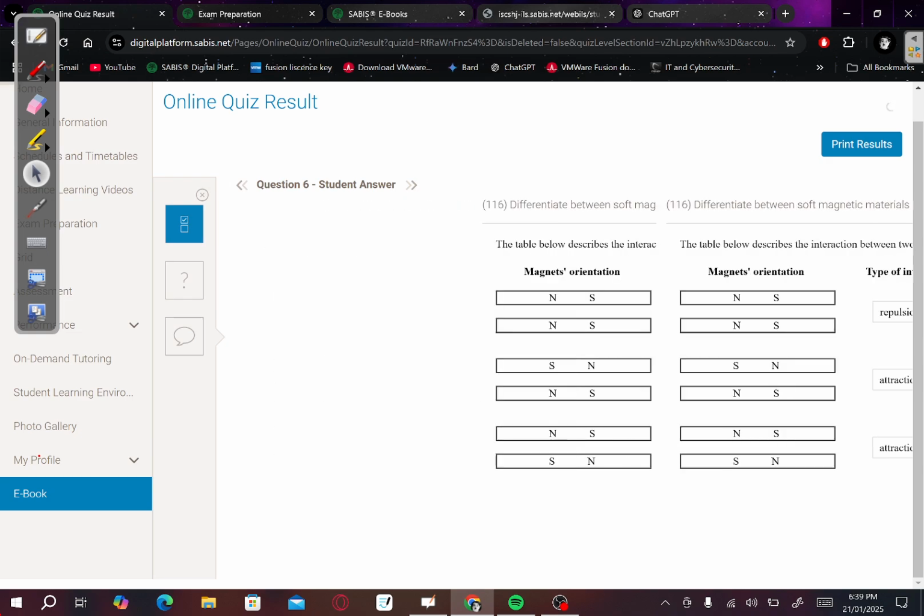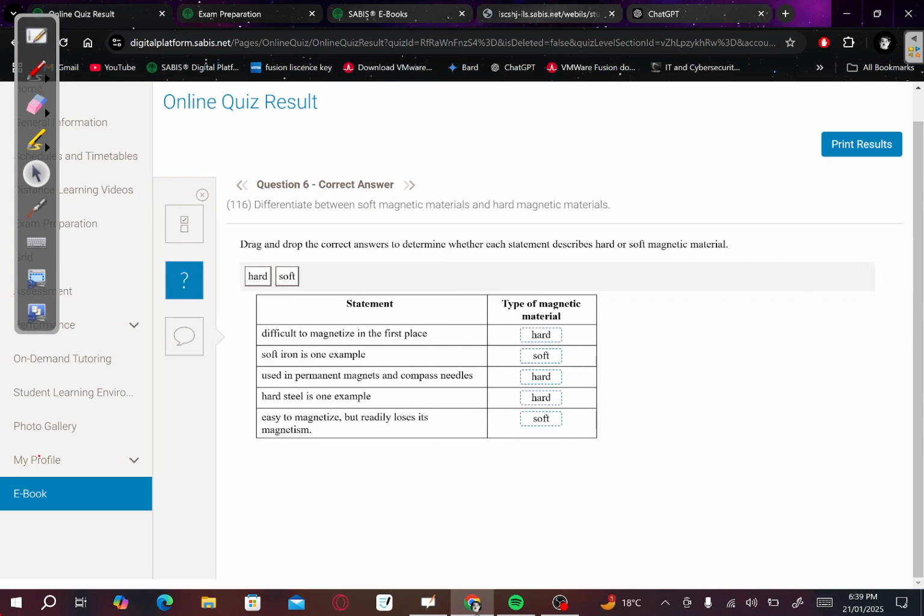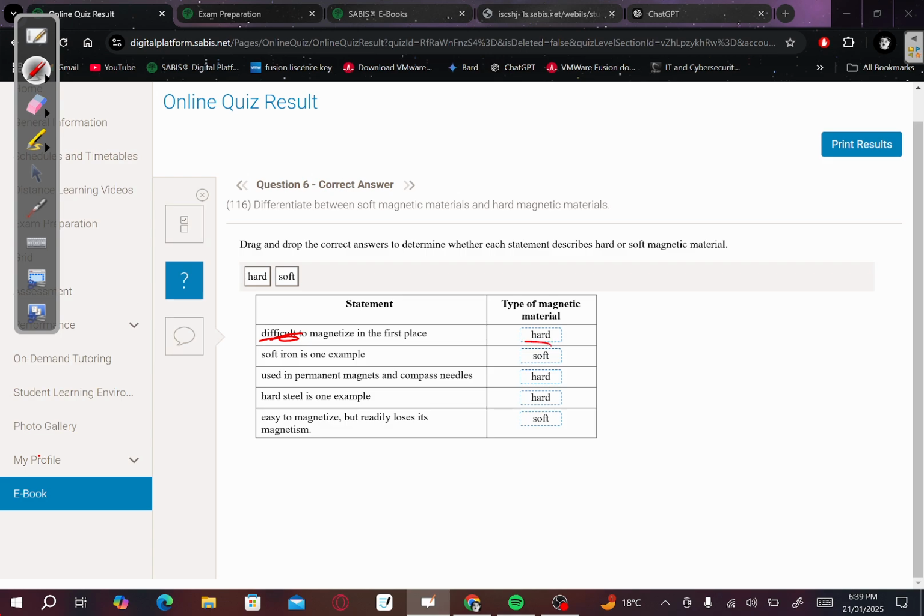Okay. Question 6. Difficult to magnetize in the first place is a hard magnet. You can see difficult, hard. Like they both mean the same thing. Soft iron, soft is in the name, so soft is there.